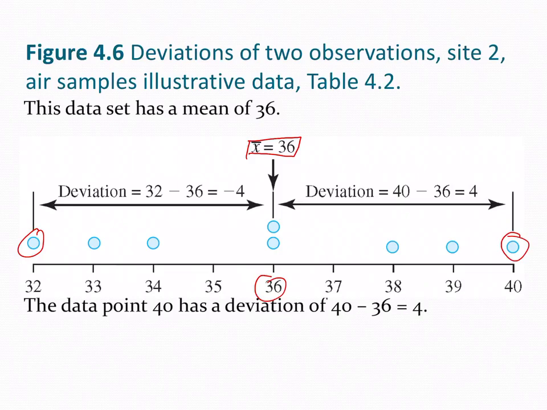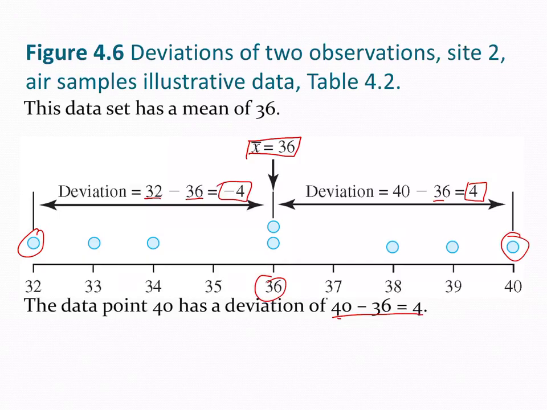So the deviation would be the data point of 32 minus the mean, which is going to give us a value of -4. The data point of 40 minus the x bar, or mean, is going to give you a value of 4. So we would say the deviations from these data points are either -4 or 4, as shown with this example here.